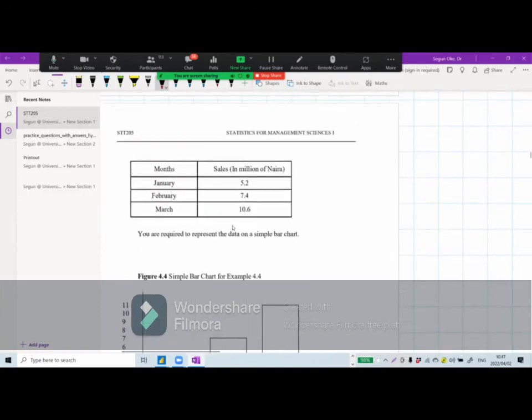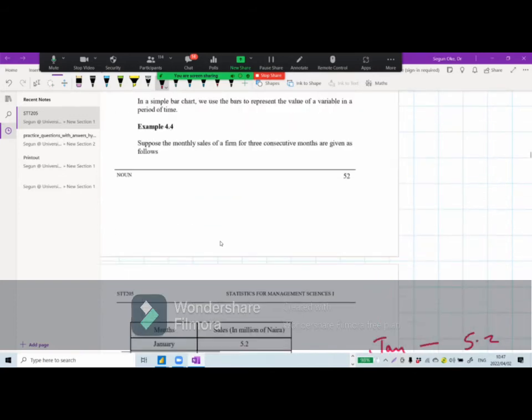For example, let's look at this. We have it in months. We have January. Our January here is equal to 5.2. Our February here is equal to 7.4 in millions. And our March here is equal to 10.6 million. It depends on the sales we are talking about here.